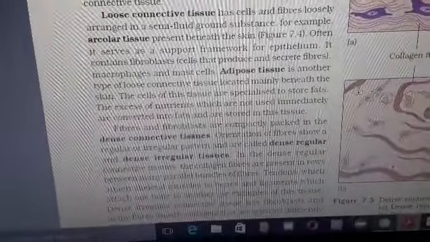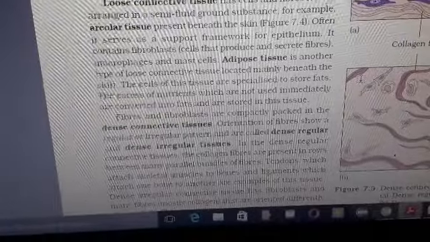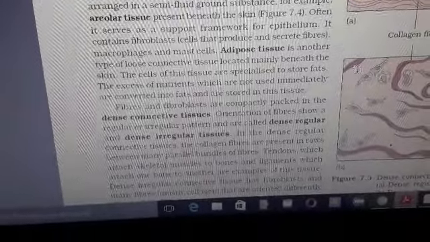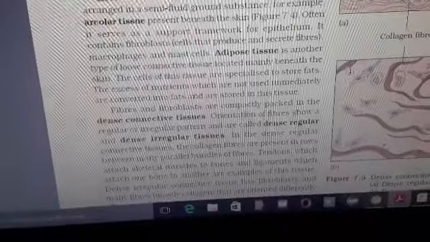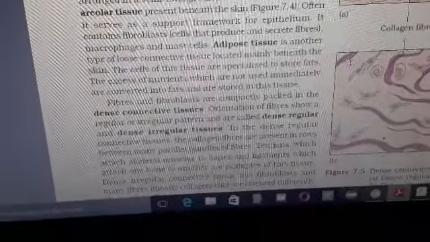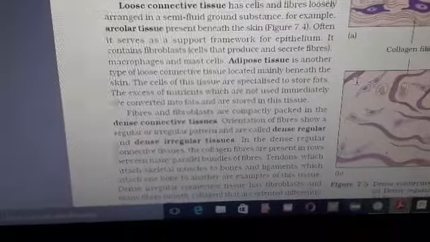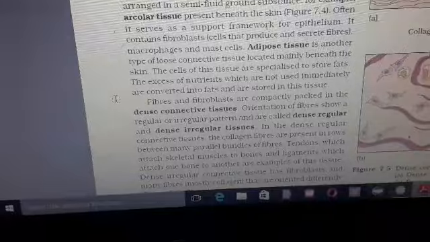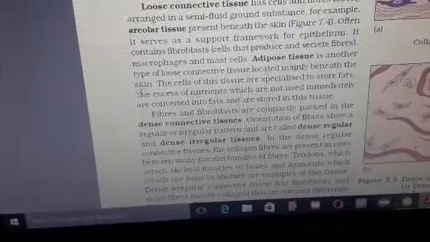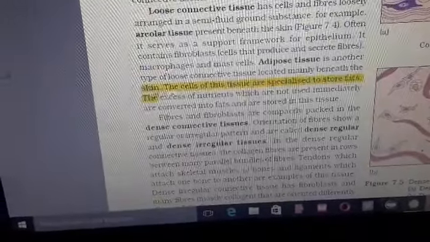Now it comes to adipose tissue. Adipose tissue is another type of loose connective tissue located mainly beneath the skin. The cells of this tissue are specialized to store fats. This is very important: the excess of nutrients which are not used immediately are converted into fats and stored in the tissue.